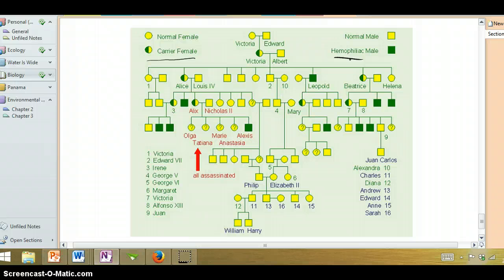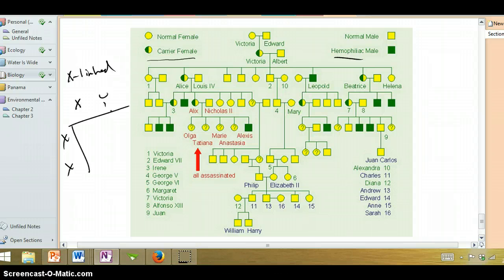So in order to have it, you have to inherit it from your mom and your dad. It's also an X-linked trait. Okay. So again, if you look at the Punnett square, this is the situation you're going to have with the female with 2 X's, the male with 1.